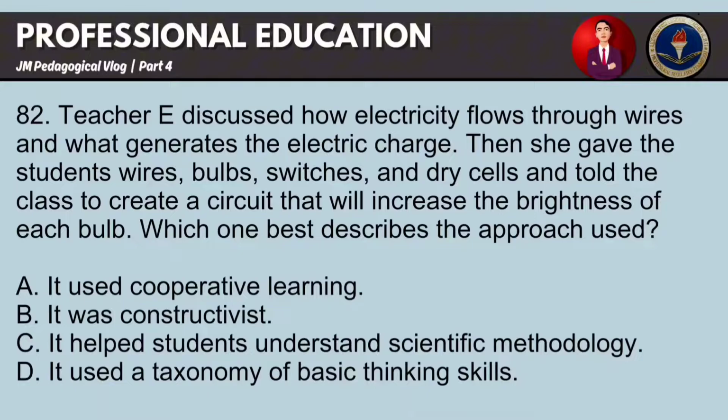Teacher E discussed how electricity flows through wires and what generates the electric charge. Then she gave the students wires, bulbs, switches, and dry cells and told the class to create a circuit that will increase the brightness of each bulb. Which one best describes the approach used? A. It used cooperative learning. B. It was constructivist. C. It helped students understand scientific methodology. D. It used a taxonomy of basic thinking skills. C. It helped students understand scientific methodology.